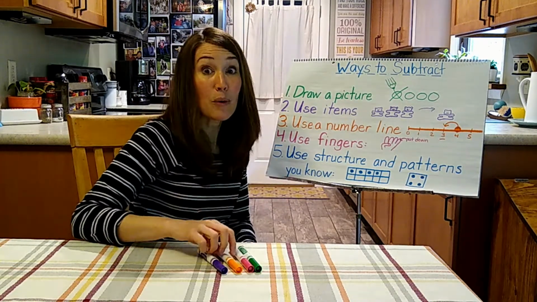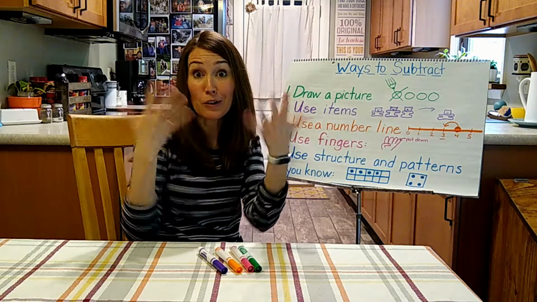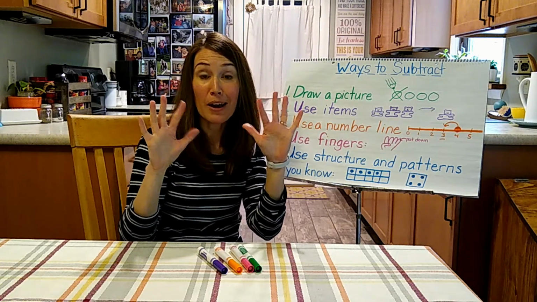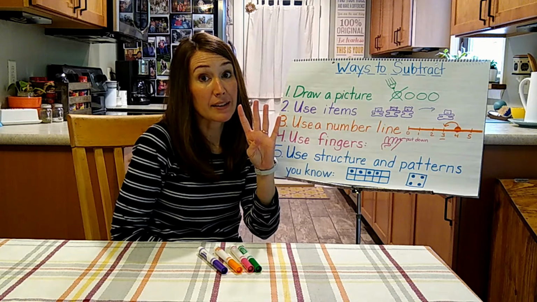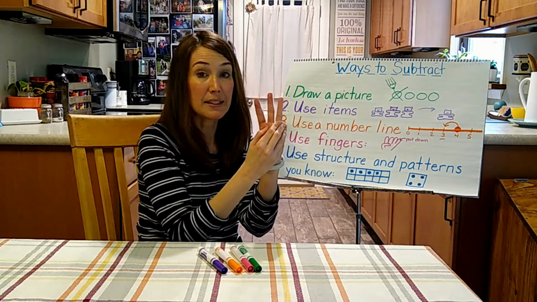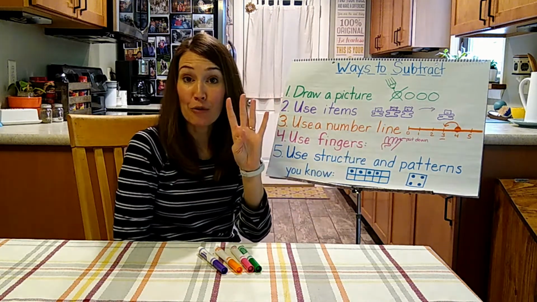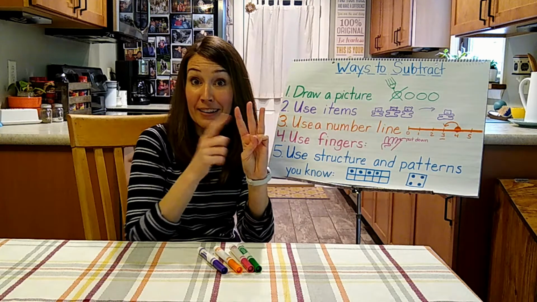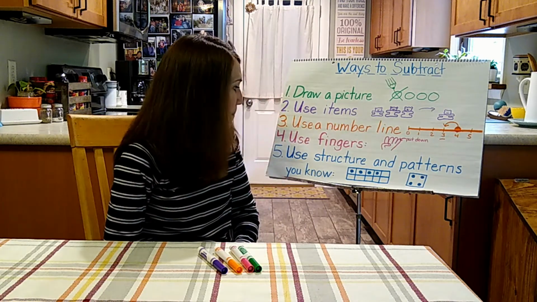Another way that we can always use if it's a number that's smaller than 10 is use our fingers. These travel with us everywhere we go. You could be in the car and someone says, I had 4 French fries and somebody ate 1. How many are left? All you have to do is take one of those fingers away, see how many are left. 4, take away 1, leaves 3. So your fingers are a great tool and they're with you all the time.